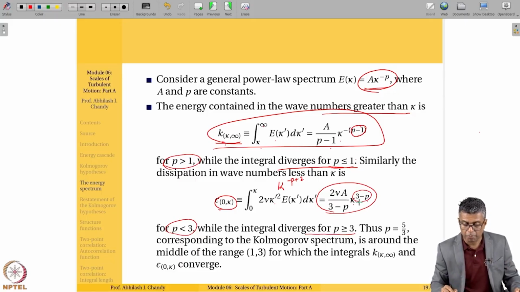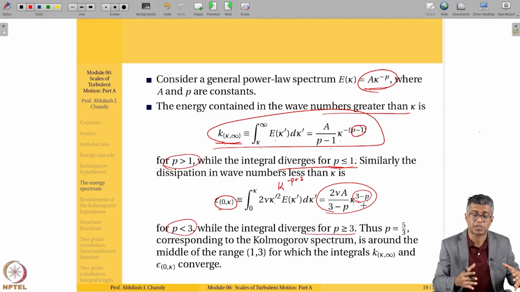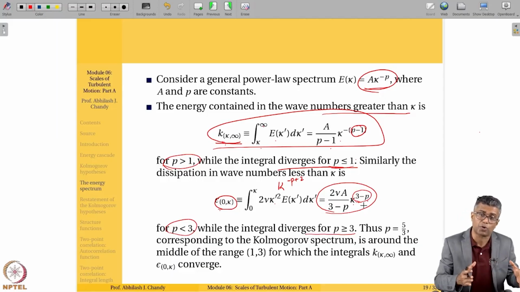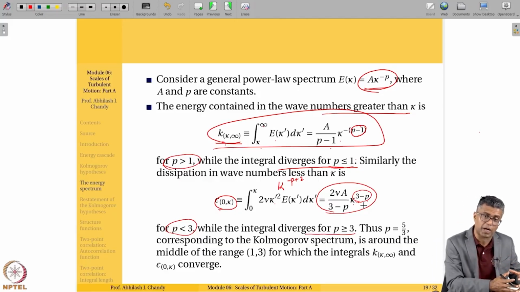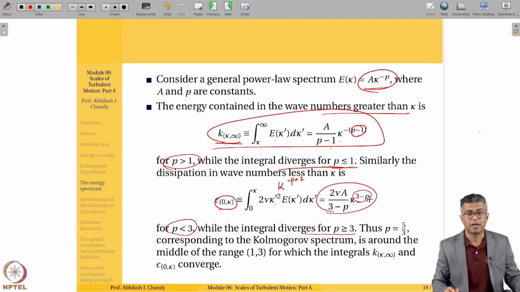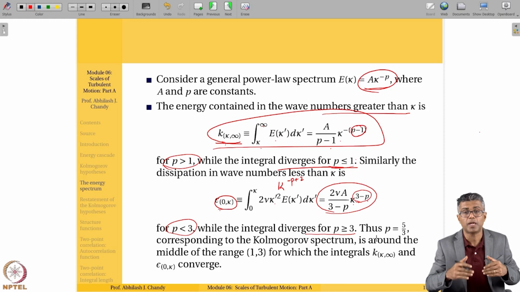Here, if I look at 3 minus p, what happens when p is greater than or equal to 3? Let's say p is equal to 4. Then I have 3 minus 4, minus 1. So here I want it to be a positive number, because I am considering dissipation to be very small from 0 to kappa. So that is why I want this to be a positive number. Thus p is a number between 1 and 3. So 5/3 does make sense. Between 1 and 3, 5/3 does make sense.